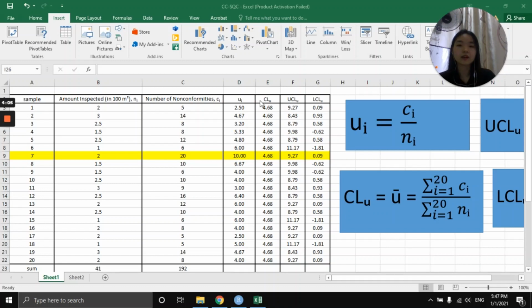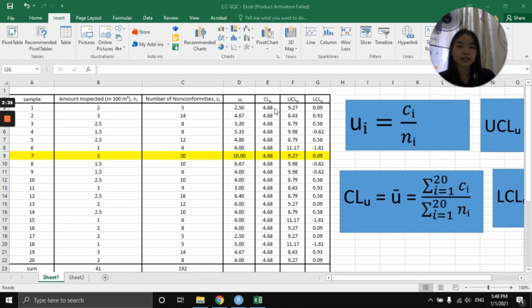The CLU is known as the U bar, and the formula is the sum of i equal to 1 until the subgroup size, which is 20, of Ci, over the sum of i equal to 1 until subgroup size 20 of Ni. From this question, we get the sum of Ci, which is 192, over the sum of Ni, which is 41, and then we get our CLU 4.68.